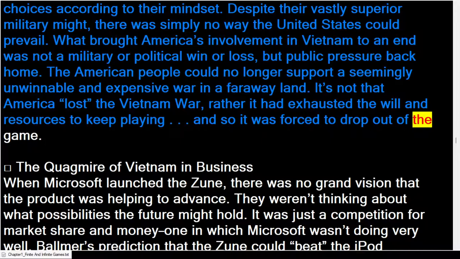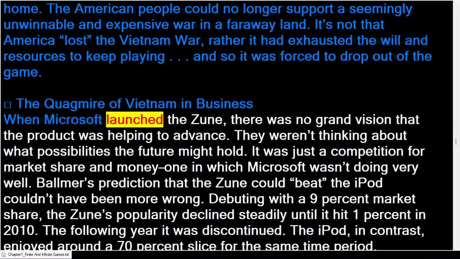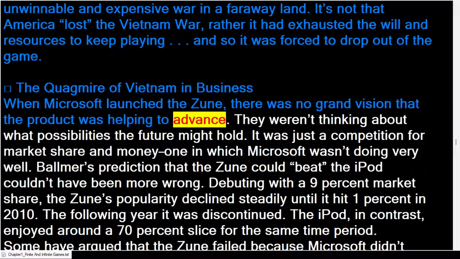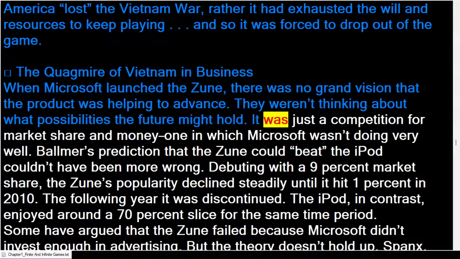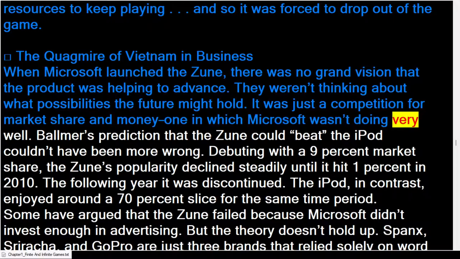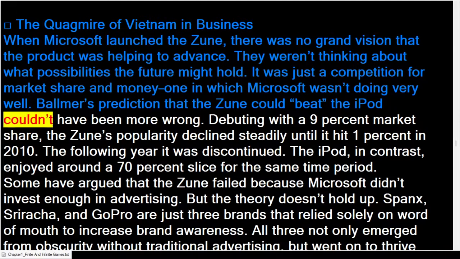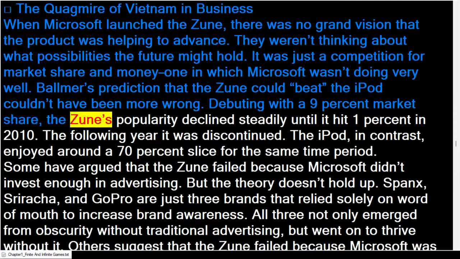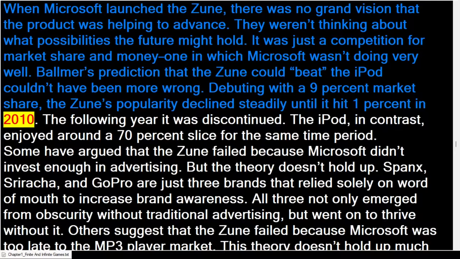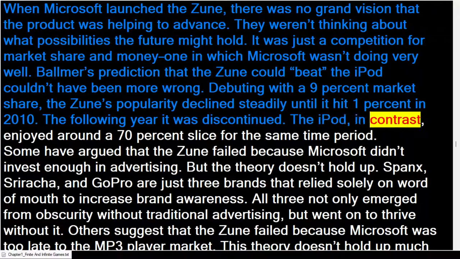The quagmire of Vietnam in business. When Microsoft launched the Zune, there was no grand vision that the product was helping to advance. They weren't thinking about what possibilities the future might hold. It was just a competition for market share and money, one in which Microsoft wasn't doing very well. Ballmer's prediction that the Zune could beat the iPod couldn't have been more wrong. Debuting with a 9% market share, the Zune's popularity declined steadily until it hit 1% in 2010. The following year it was discontinued. The iPod, in contrast, enjoyed around a 70% slice for the same time period.